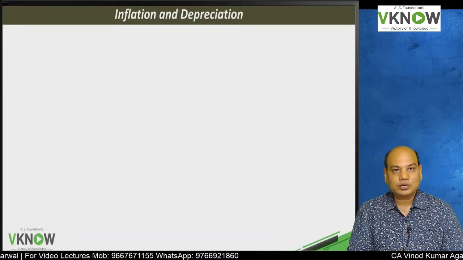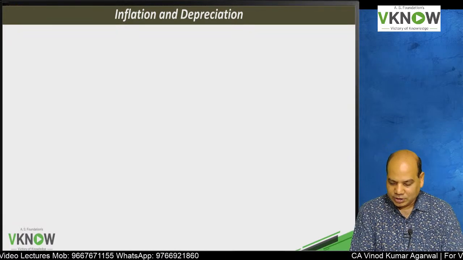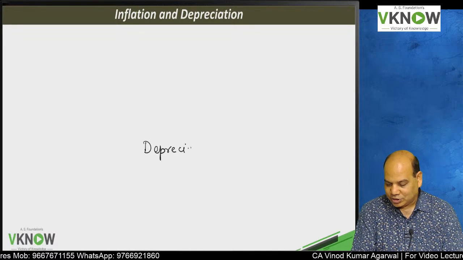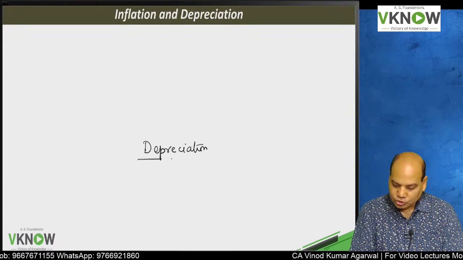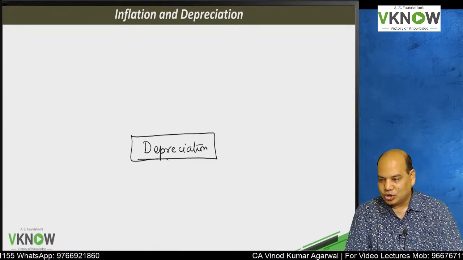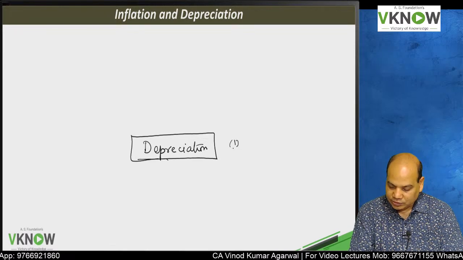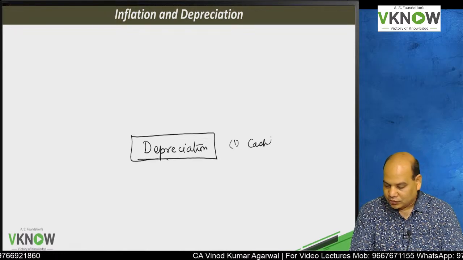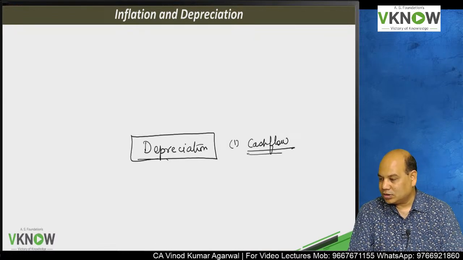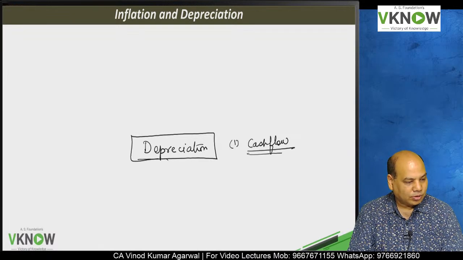Now, next question is, you are solving questions of capital budgeting. Capital budgeting questions are incomplete without depreciation adjustment, because you are going to invest in capital asset. On capital asset, you get depreciation. Question number one, is depreciation a cash flow item?